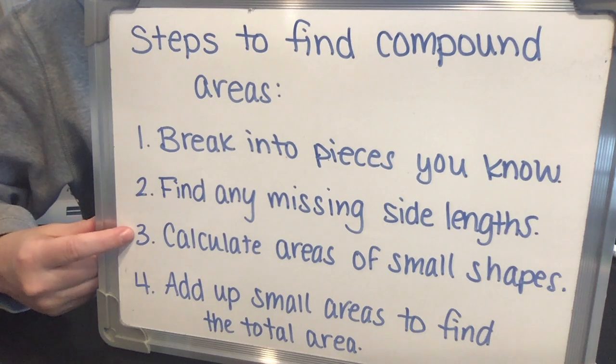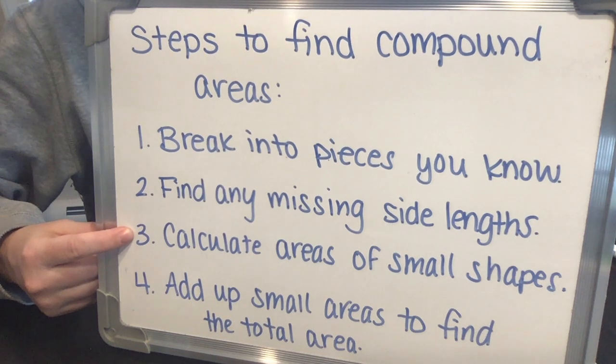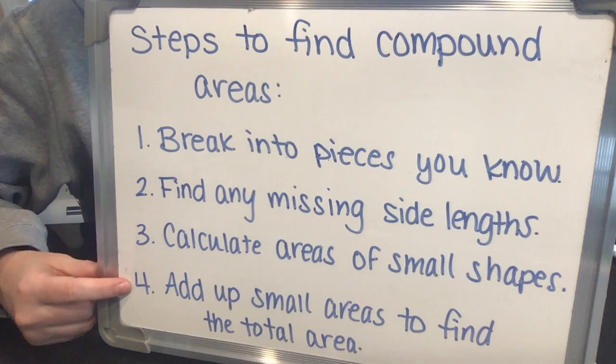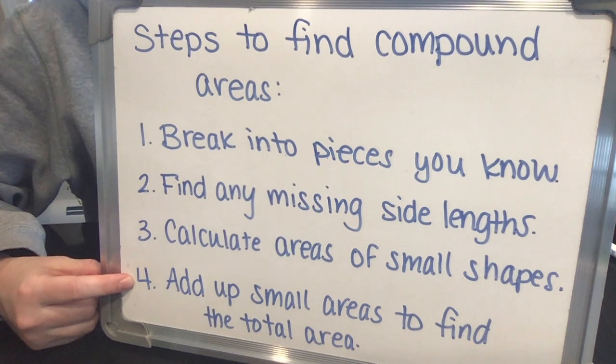Step 3, calculate the areas of the small shapes you created. Don't forget to use those formulas that we've learned. And step number 4, add up the small areas to find the total area of the large compound shape.